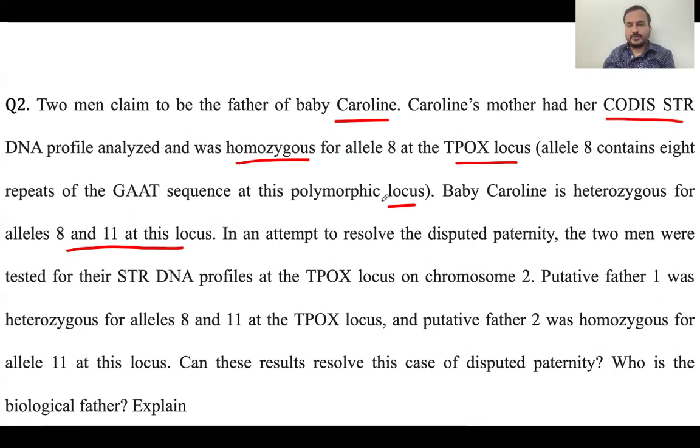If you read this question carefully, it should be very clear that baby Caroline is getting allele 8 from her mother. Clear. In an attempt to resolve the disputed paternity, the two men were tested for their STR DNA profiles at this particular locus on chromosome 2. Putative father 1 was heterozygous for alleles 8 and 11 at the TPOX locus. Putative father 2 was homozygous for allele 11 at this locus. You need to solve the case of disputed paternity and determine who is the biological father.